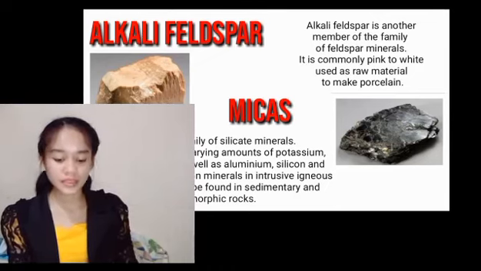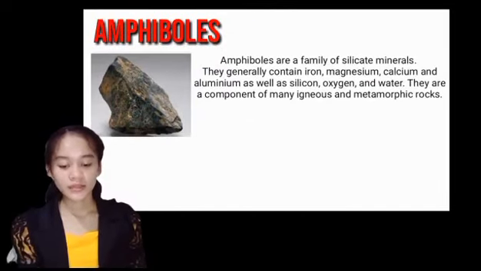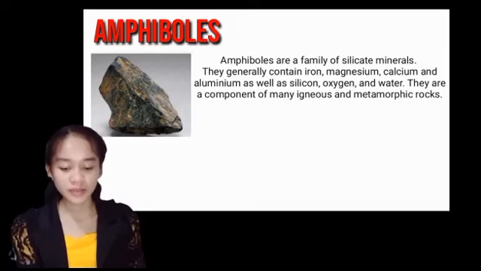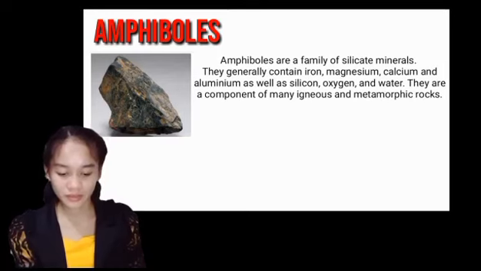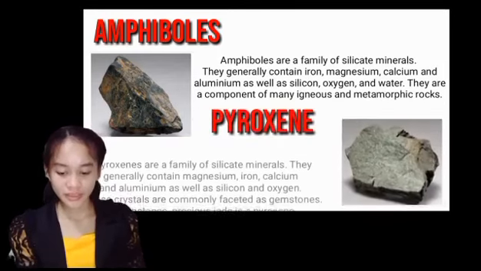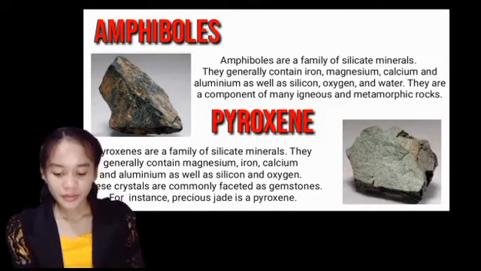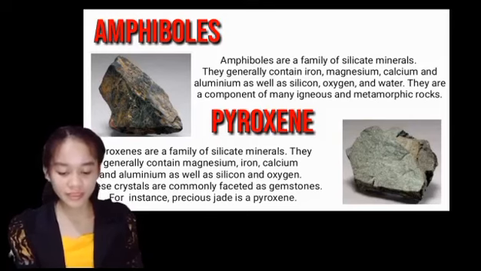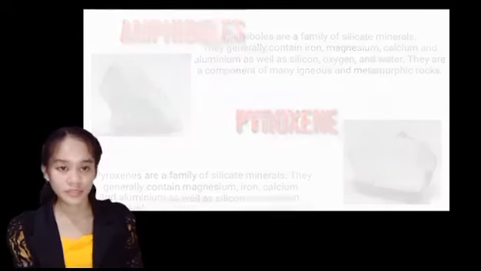These are common minerals in intrusive igneous rocks and can also be found in sedimentary and metamorphic rock. We also have amphiboles. These are a family of silicate minerals. They are a component of many igneous and metamorphic rocks. Pyroxene. This is a family of silicate minerals. These crystals are commonly faceted as gemstones. For instance, precious jade is a pyroxene.